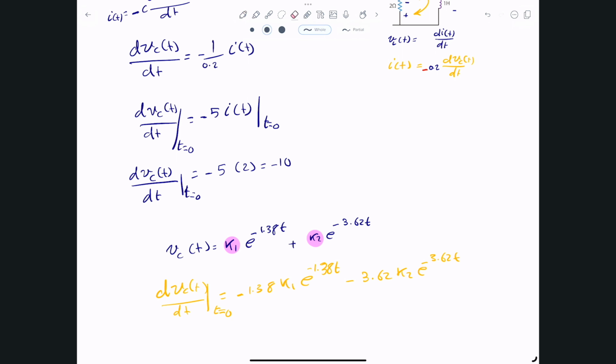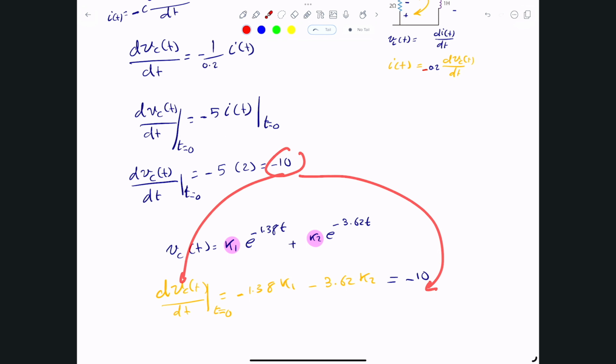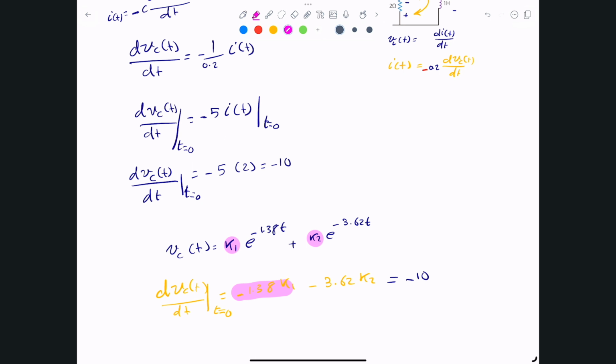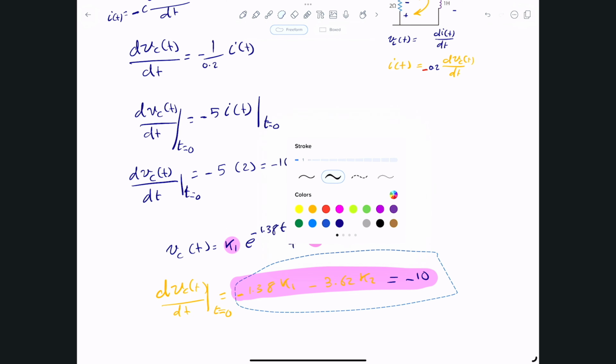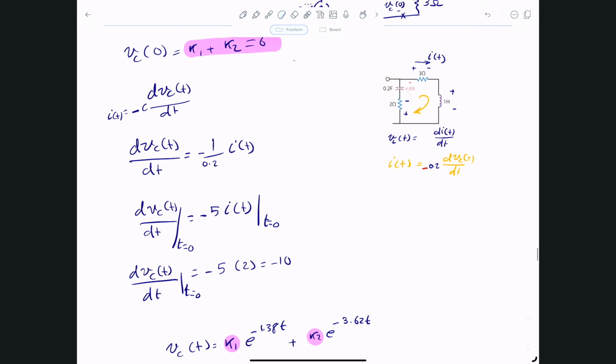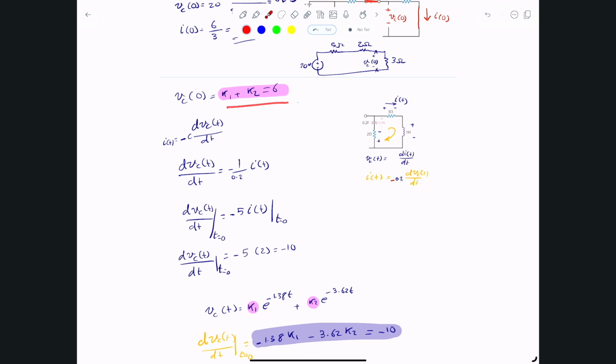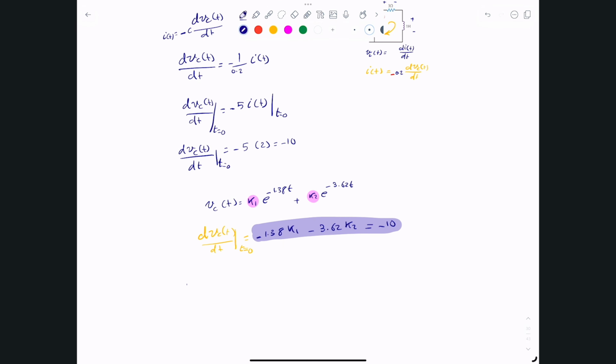By t equals 0, the exponent here goes away, so we'll end up with this equation in here. And this equation, we already know that it should be equal to negative 10. This comes from here, because this one here is the same as that. So this is the second equation we end up with. Let me highlight it with a color that you can see. So we have two equations and two unknowns. This is the first equation. This is the second equation. We should be able to compute what K1 and K2 are. And if you do, we'll end up with the following. K1 will be simply 5.23, and K2 will be simply 0.77.